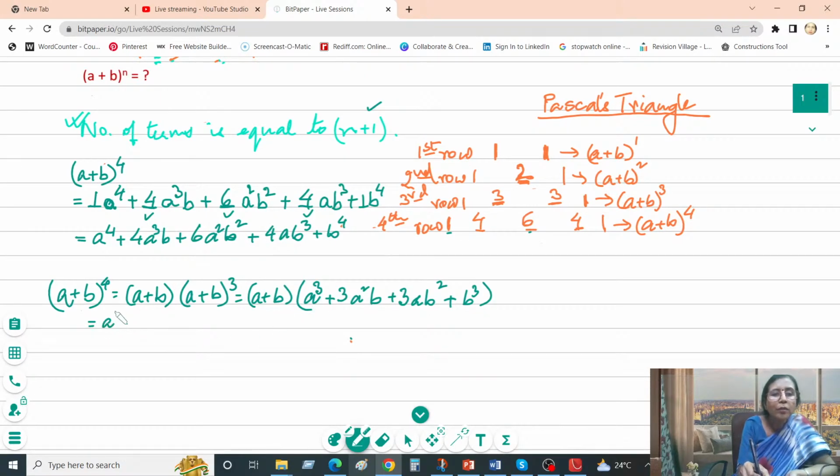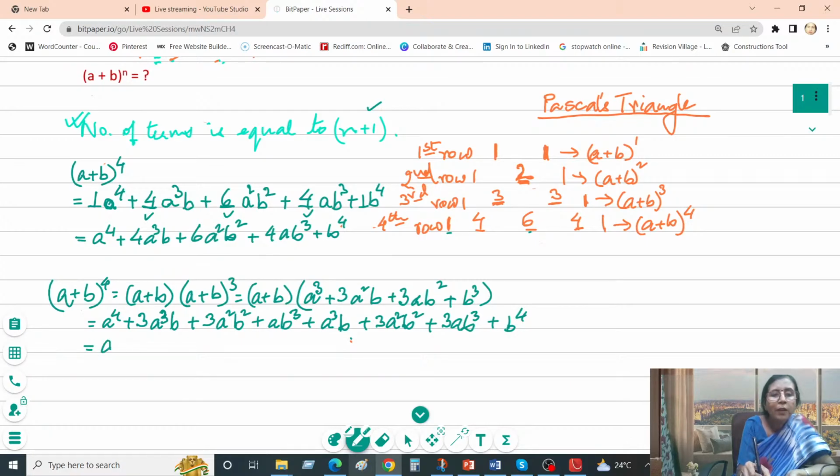A times a cube is a to the power of 4. A times 3a square b is 3a cube b, plus a times 3ab square is 3a square b square, plus a times b cube is ab cube, plus b times a cube is, I am writing a first, so let me write a cube b, plus b times 3a square b is 3a square b square, plus b times 3ab square is 3ab to the power of 3, plus b times b to the power of 3 is b to the power of 4. Okay.